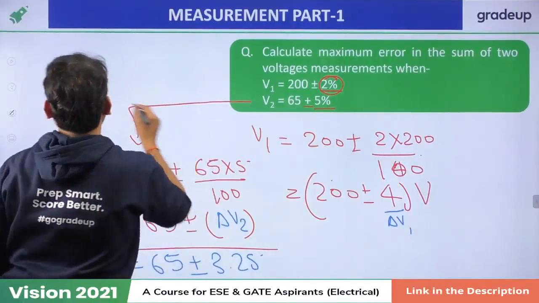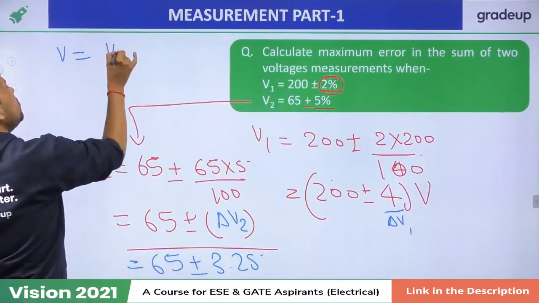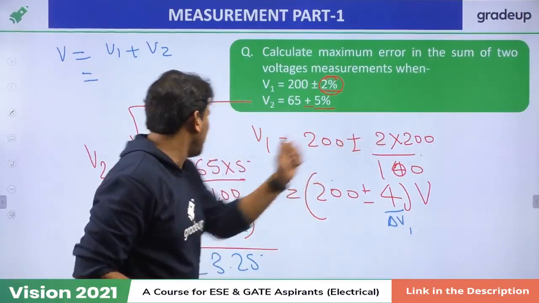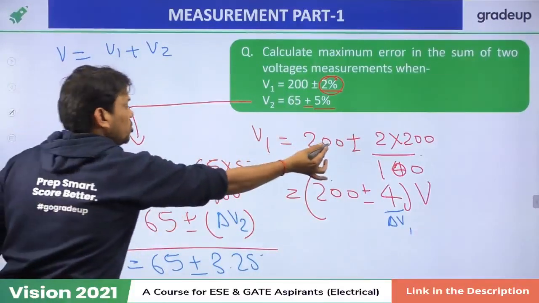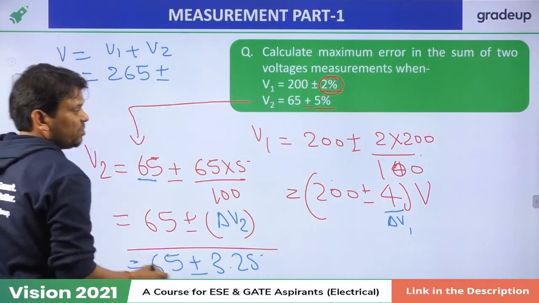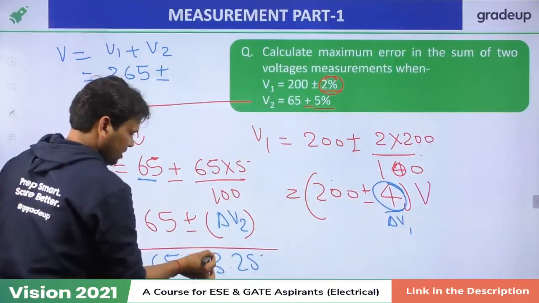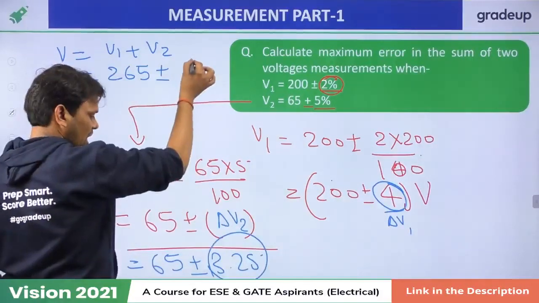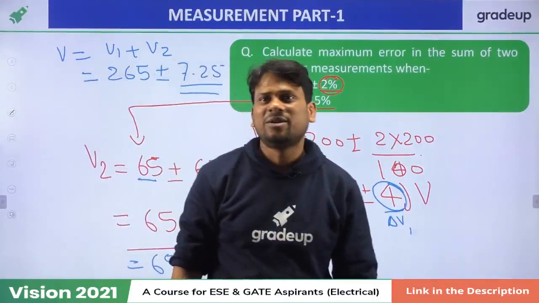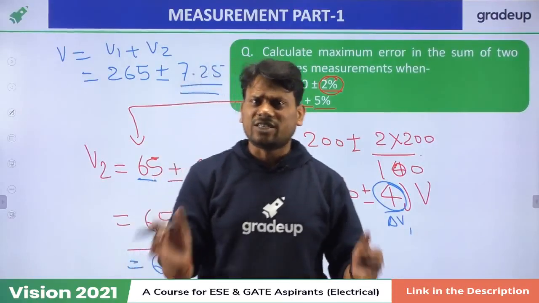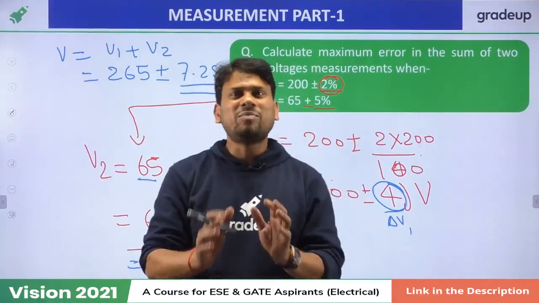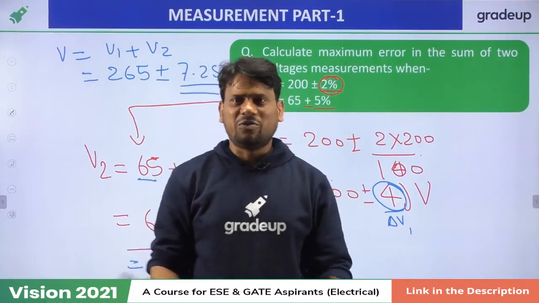Sum means here I'm going to write V is equal to V1 plus V2. V1 is 200 plus something, V2 is 65. So 265 is nothing but 265 plus minus 4 volt and 3.25. So how much is it? 7.25 is the absolute error. Whatever person replied 7.25, in terms of absolute it is right. Please mind it, it is absolute.